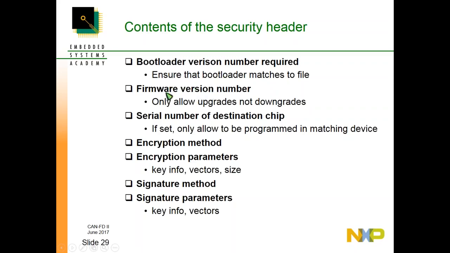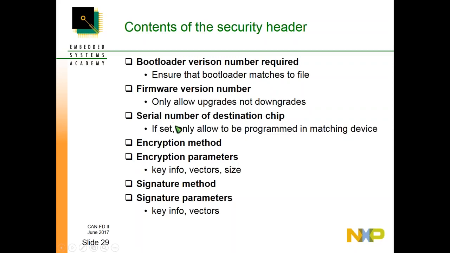We also support a firmware version number, because once you start using security, you should typically not allow downgrades, because this is one of the possible attack vectors: an attacker would first try to downgrade your system because older firmware may already have known vulnerabilities. So we want to protect from that, and it's an option, but once it's enabled, you will only be able to install upgrades, not downgrades.